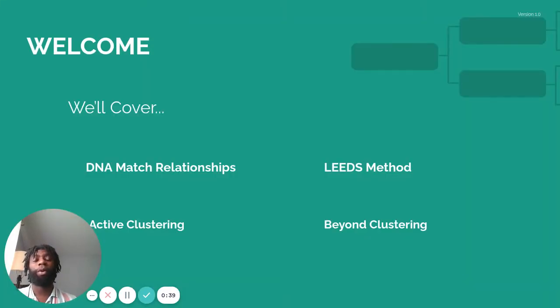So some of the parts of what we'll cover will include DNA match relationships, so understanding the amount of DNA that you share with a match and how that relationship might be described. The LEEDS method, which is a prescribed way of grouping your DNA matches. Active clustering, so the way that we over time group our matches in a way that makes sense and helps our research. And then also what to do after you've clustered.